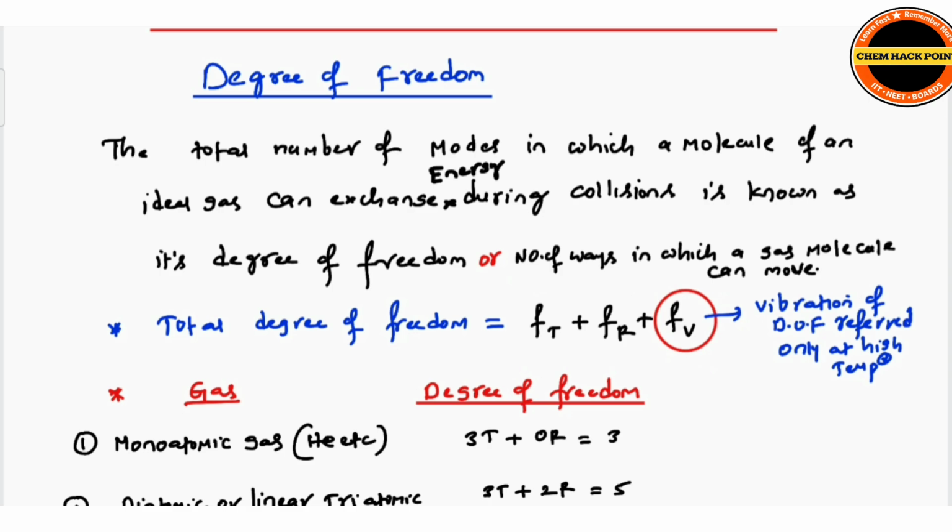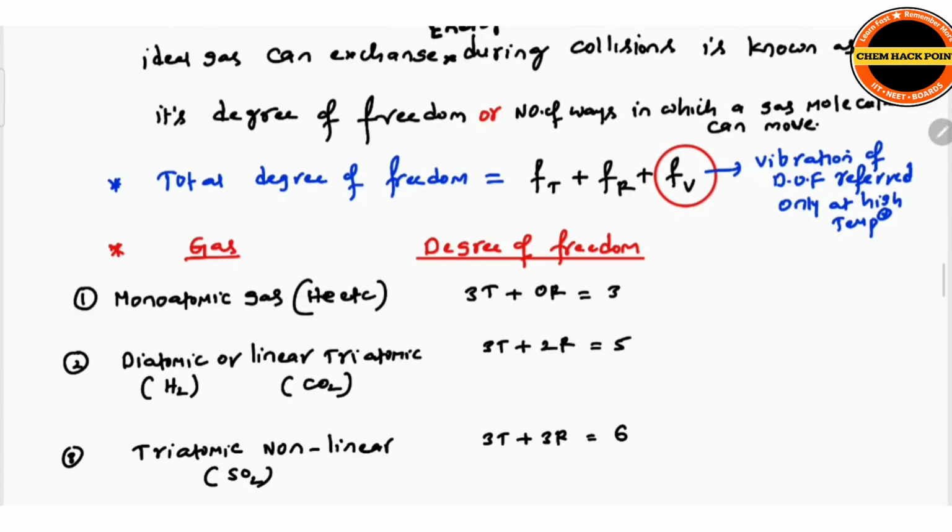Physics, you are going to discuss in detail. These three together will give the total degree of freedom. However, vibrational degree of freedom is observed only at high temperature. If the question mentions high temperature, then only we add the vibrational degree of freedom. Here the reference is given: gas type and degree of freedom.